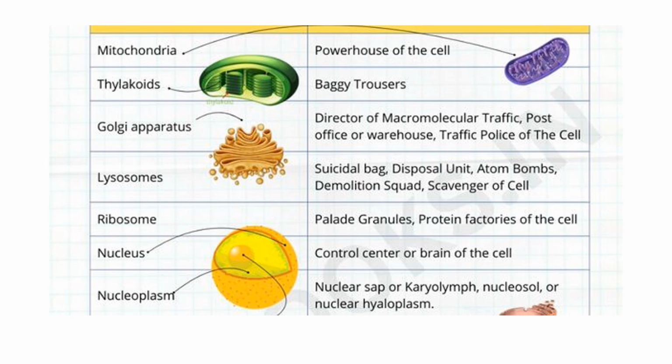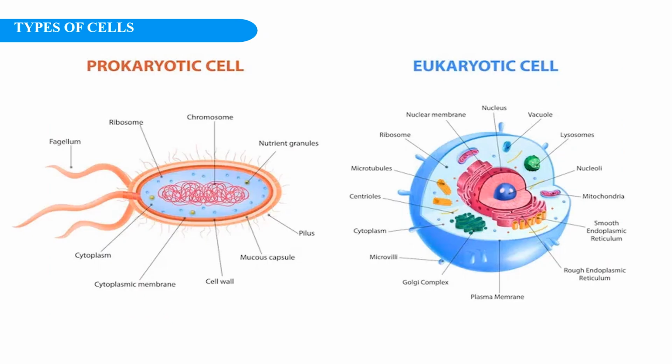These are like nicknames. Ribosomes, also called palade granules, are the protein factories of the cell. The nucleus is the control center or brain of the cell. Nuclear plasm is also called nuclear sap, karyolymph, nucleosol or nuclear hyaloplasm. Classification is based on the presence of a membrane around the nucleus or not. So based on this, the cells are classified into prokaryotic and eukaryotic cells.